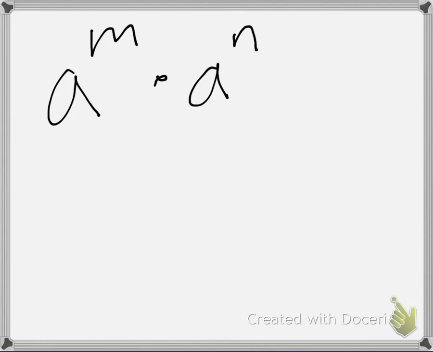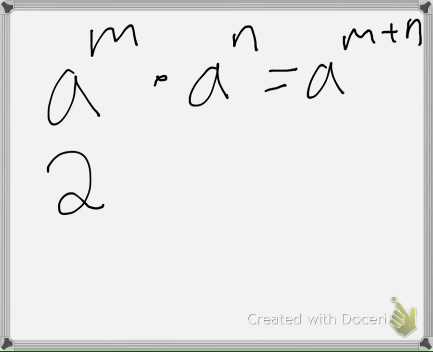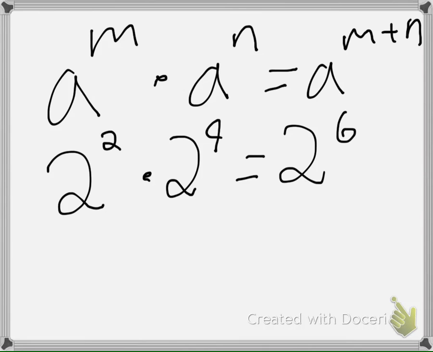The first one, the product of powers, is when you have a number with a power multiplied by the same number and a different power. And that means you just have to add the powers up and then get the number to that power. So say we have 2 to the power of 2 times 2 to the power of 4. And then we just have 2 to the power of 6.